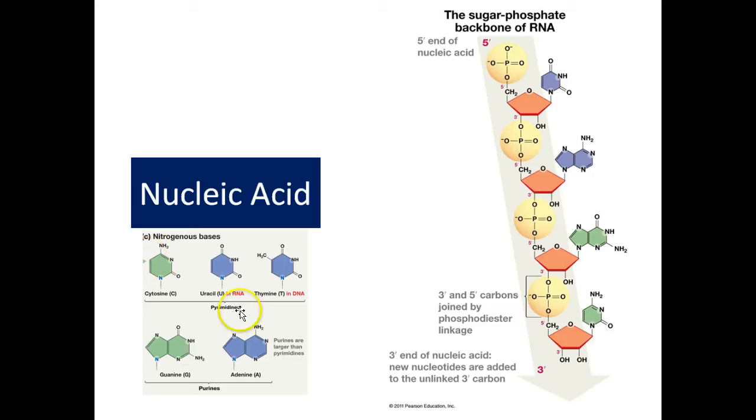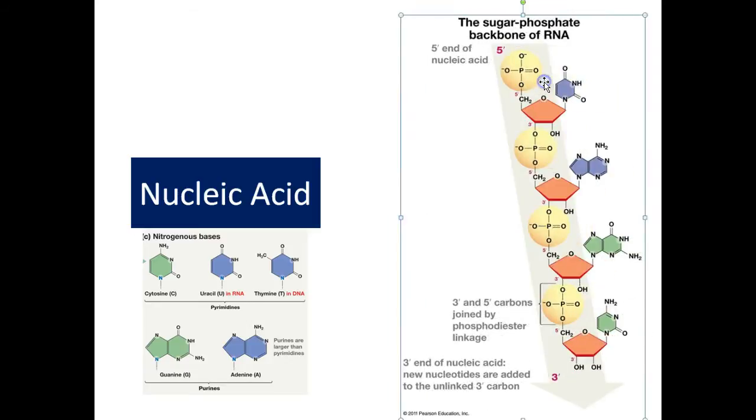Here are the structures of the purines and pyrimidines that are nitrogenous bases for nucleic acids. This is RNA, so we see that the sequence is U, A, G, and C. So you can see how nucleic acids are read.